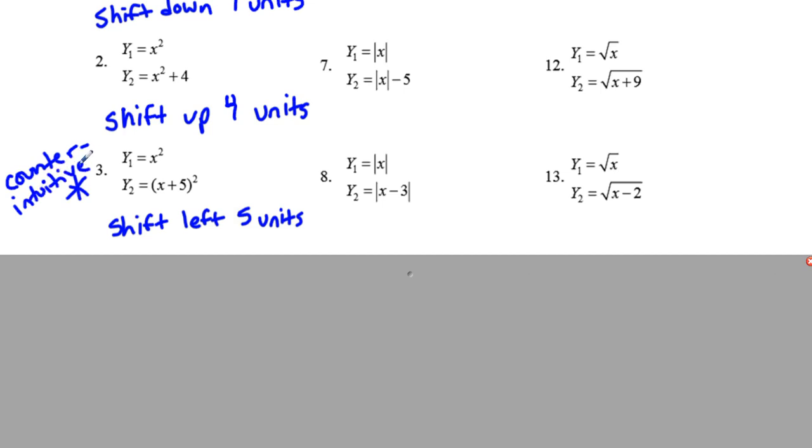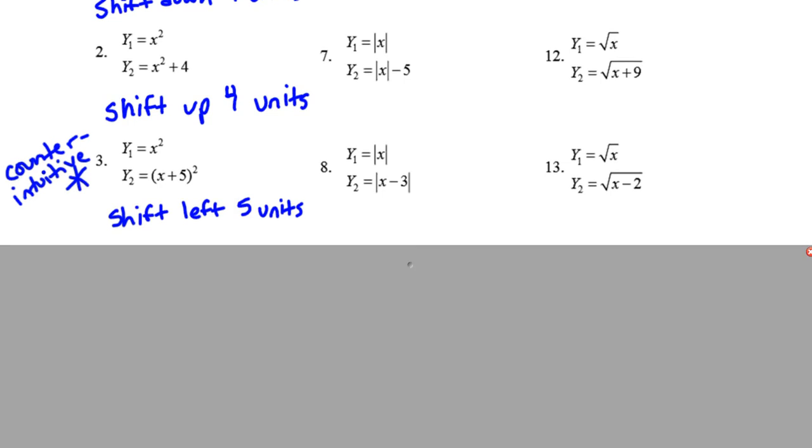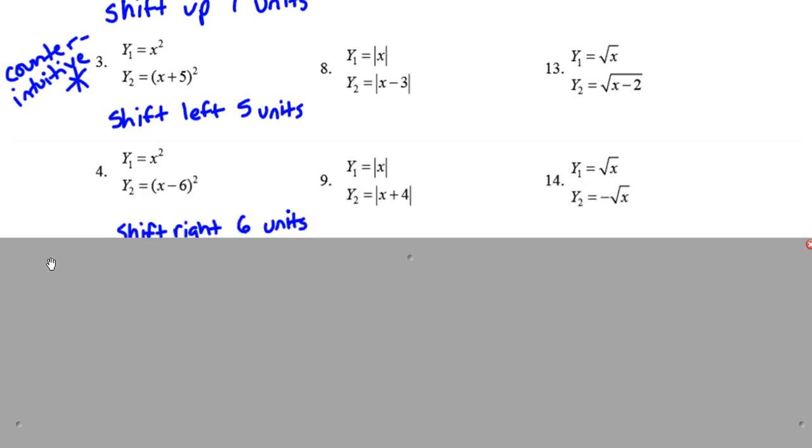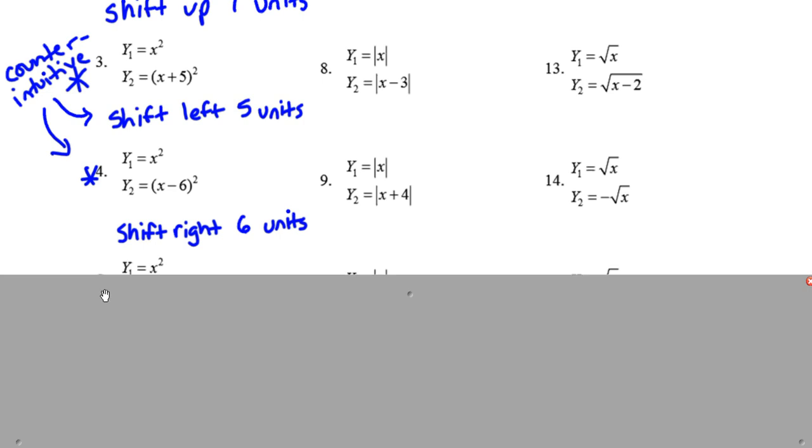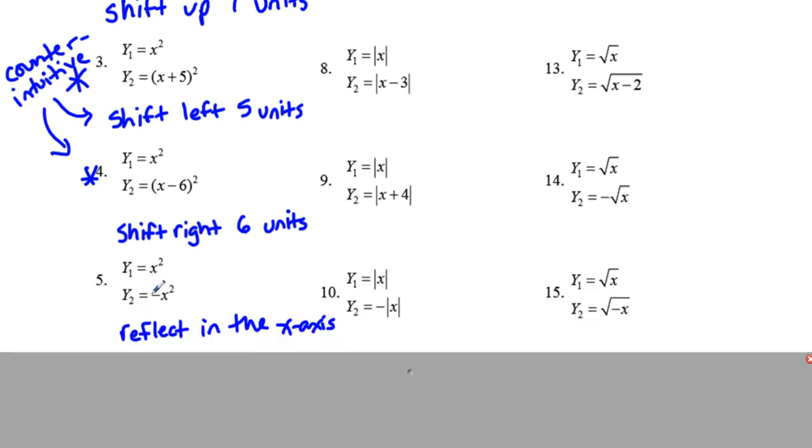Okay, the horizontal transformations, the ones that are inside the function, like 3 and 4, notice how those are inside the parentheses. Those are counterintuitive. You would think, at least I would, minus 6 would go to the negative numbers to the left. It actually goes to the right, 6 units. And finally, if you subtract outside the function, you don't subtract, you negate, I should say. You have a negative outside the function. It makes all the y values negative, which put all the y values below the x-axis. And that reflects the function in the x-axis.